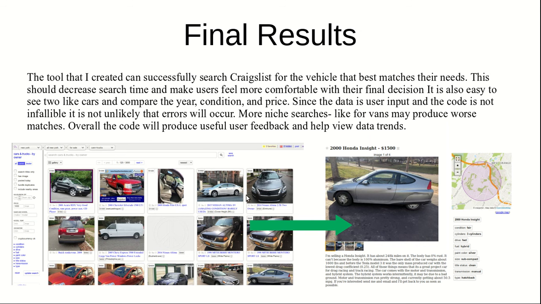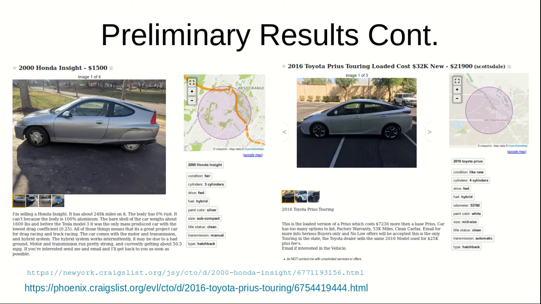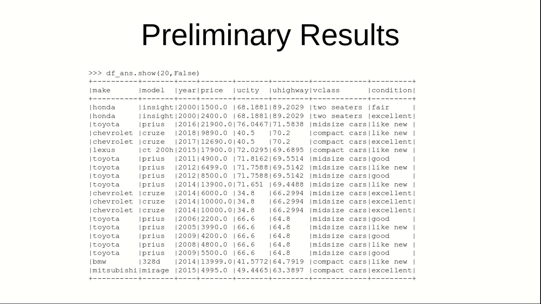So my final result is that the tool works. It does successfully search Craigslist for a vehicle, and the user can then apply search metrics to best apply that to their needs. This should decrease search time and make the user feel more comfortable with their decision. It's great because right one after another you can see two of the same cars. So we have two Honda Insights, as you can see from these initial results, but they have different prices. They are the same year, and one's excellent and one's in fair condition. So the user can go visit both of those and see which one's better for them.